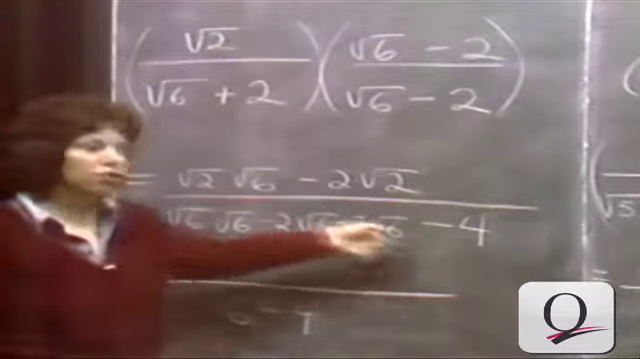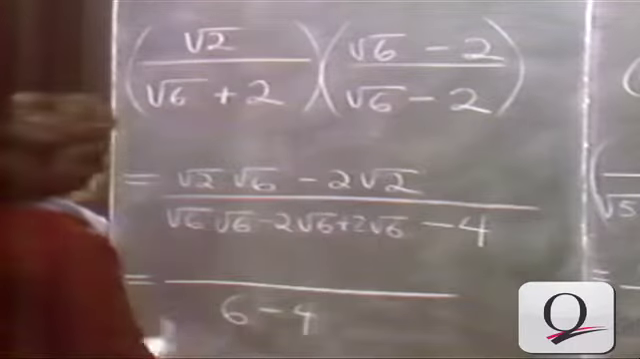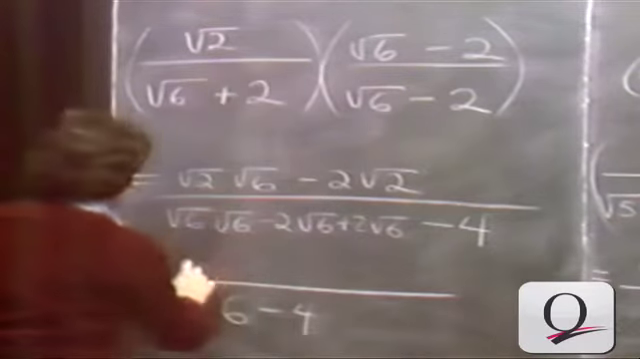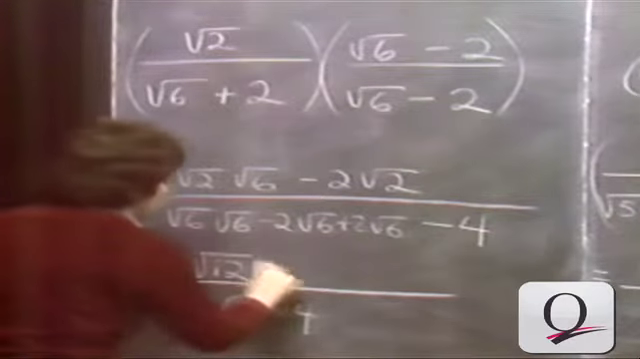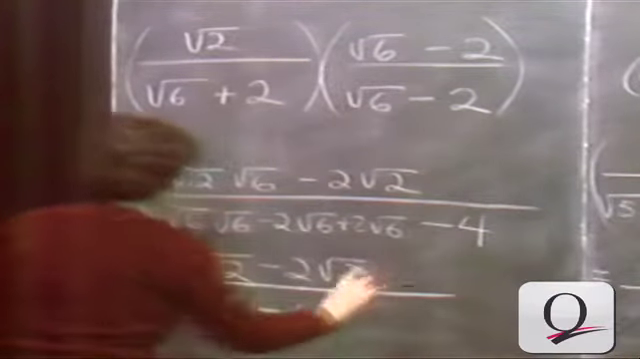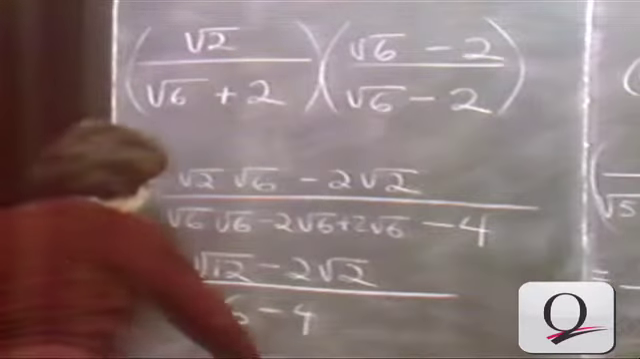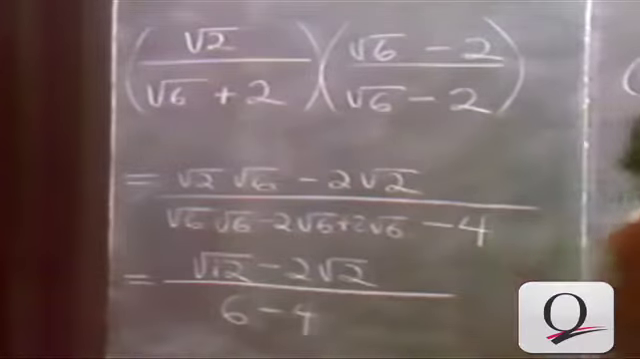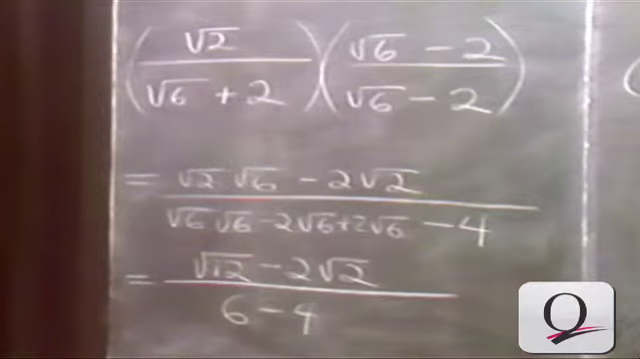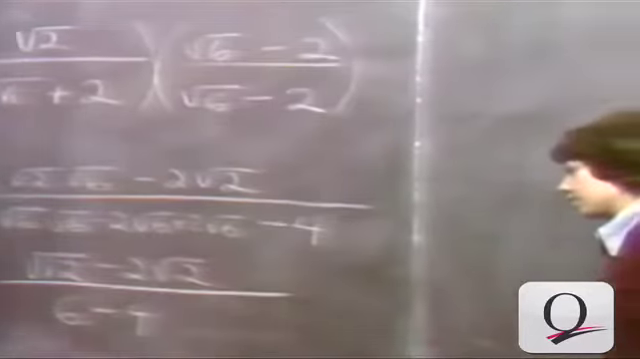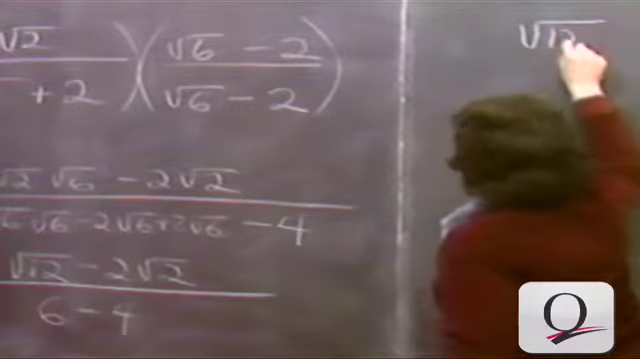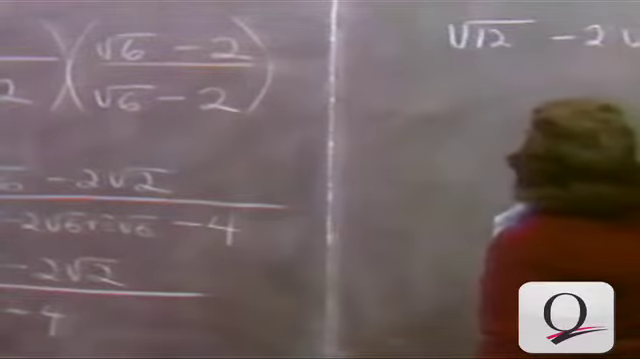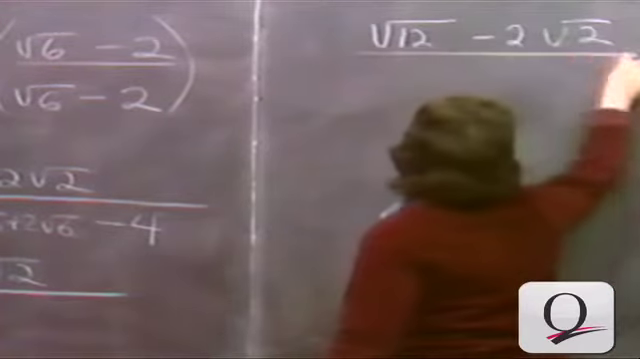But when you do it, outer and inner will cancel each other out. Okay, on the top we have the square root of 2 times the square root of 6, which is the square root of 12, minus 2 times the square root of 2. Now, we don't have this in simplest radical form yet. Let's do a little bit more work on that. We're up to this point. We have, let me just rewrite it. We have the square root of 12 minus 2 times the square root of 2 over 6 minus 4.